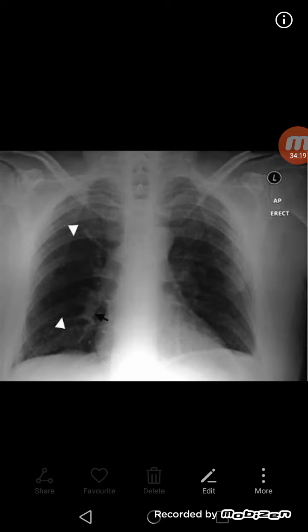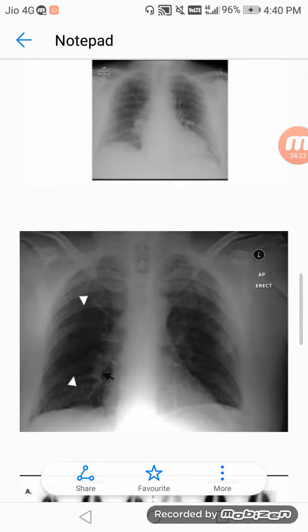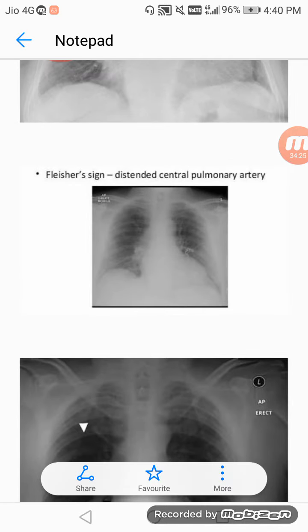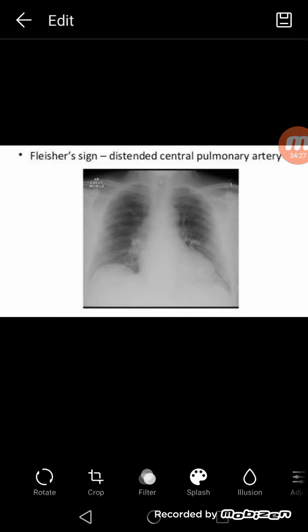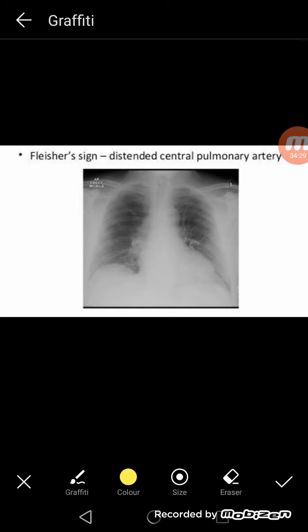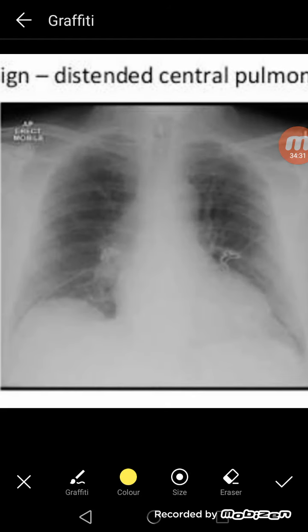Yeah, what is this? Can you tell me? See, Palla's sign will be similar. In the previous one the main artery was involved. In Palla's sign the same image will be there, like in this image you can see that the distension is present in this region.